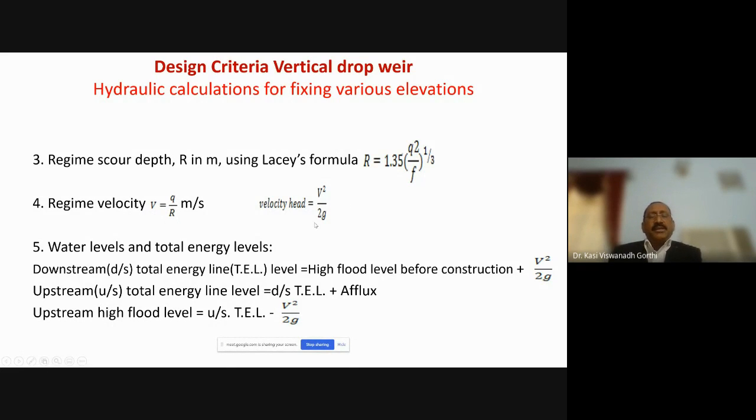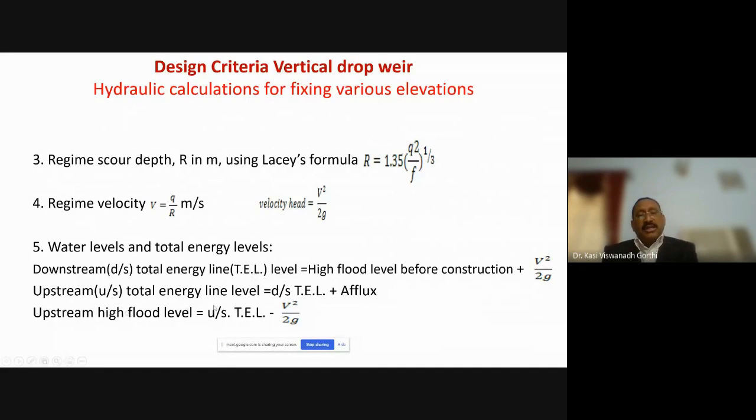Velocity head is V square by 2g. Once you get the value of velocity head V square by 2g, then you can fix certain levels. The downstream total energy line level, TEL. How do you get this total energy line at the downstream side? So the downstream side total energy line level will be equal to HFL before construction. We already obtained the data. So this HFL before construction plus the velocity head V square by 2g. So you'll be getting total energy line.